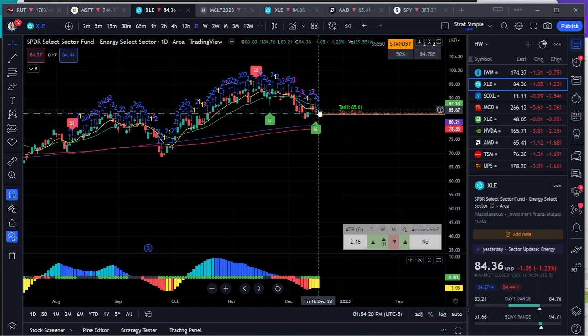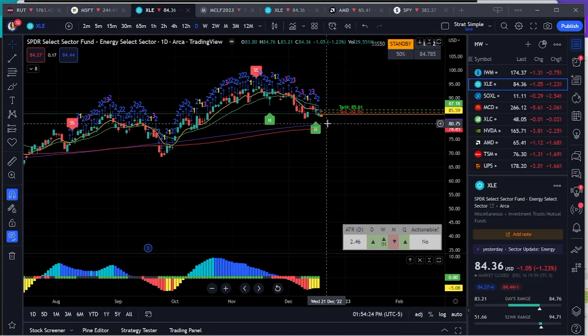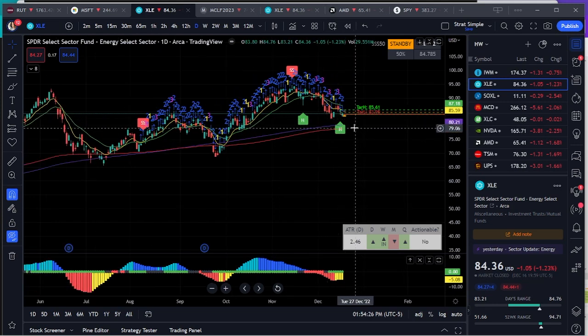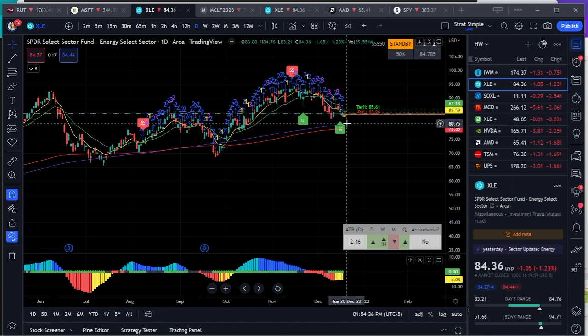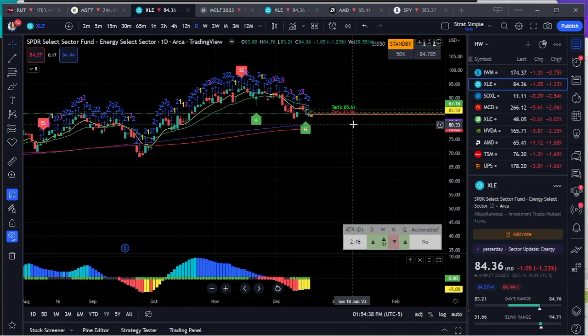We also closed under the 8 and the 20, so we can see if it comes down and tries to fill this gap. This is probably the 200 on this daily, a solid support, just like how we talk about how this resistance is also a solid support. So it may not come down to fill this gap, but you can at least target that.